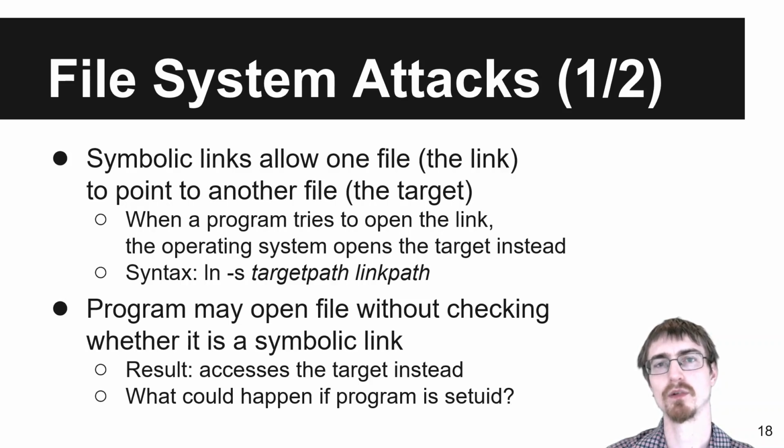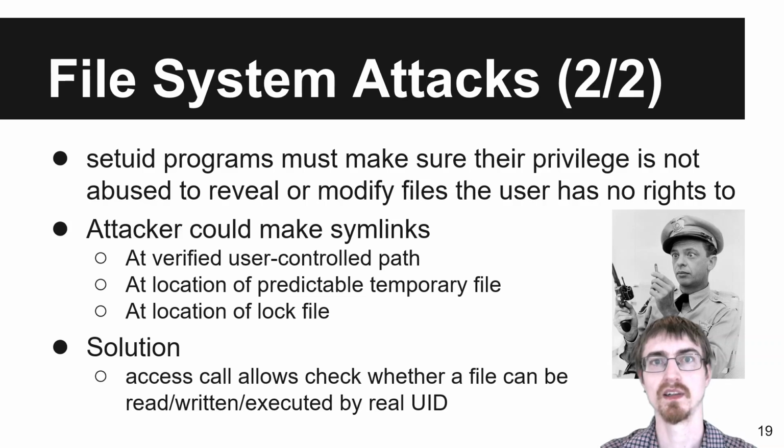So programs must be careful if they have elevated privilege to check whether a file is a symbolic link, and if so, verify that they're allowed to access the target rather than the link itself. So, if you have a setuid program, or in general, any program that has higher privilege than the user using that program to do something, you must always make sure that their privilege is not abused by the user to reveal or modify files that the user has no rights to. So this attack, where a user asks a privileged program to do more than the user is supposed to be allowed to do, is called a confused deputy problem.